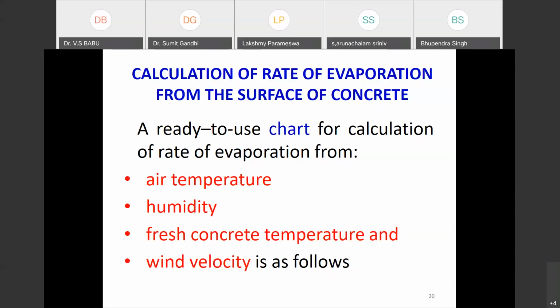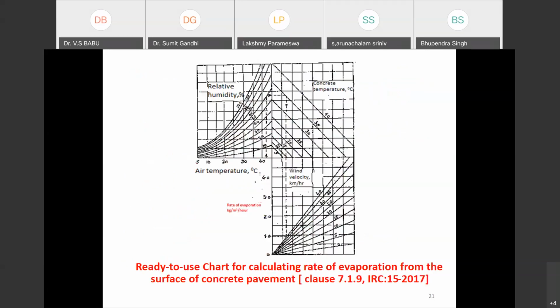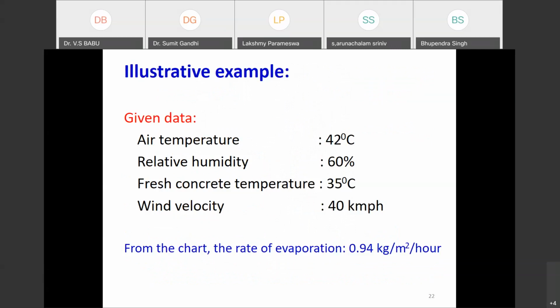The data required is ambient temperature and humidity, fresh concrete temperature, as I explained, and wind velocity. For example, I will take one ready-made chart. This chart is available in IRC 15/2017. With an illustrative example, I would like to calculate the rate of evaporation.